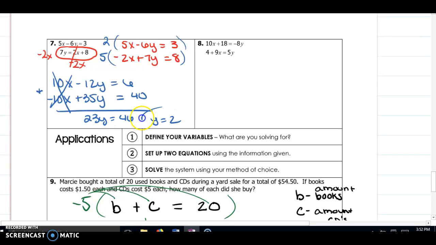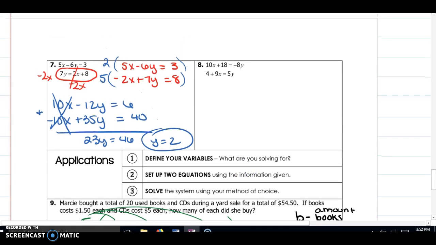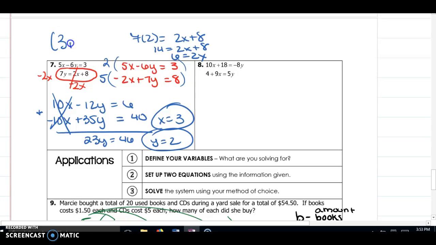So y is 2. You can plug that into either equation. I choose the second one. So 7 times 2 equals 2x plus 8, 14 equals 2x plus 8. You subtract 8 from both sides, 6 equals 2x, so x is 3. And remember to always write your answer as a coordinate.